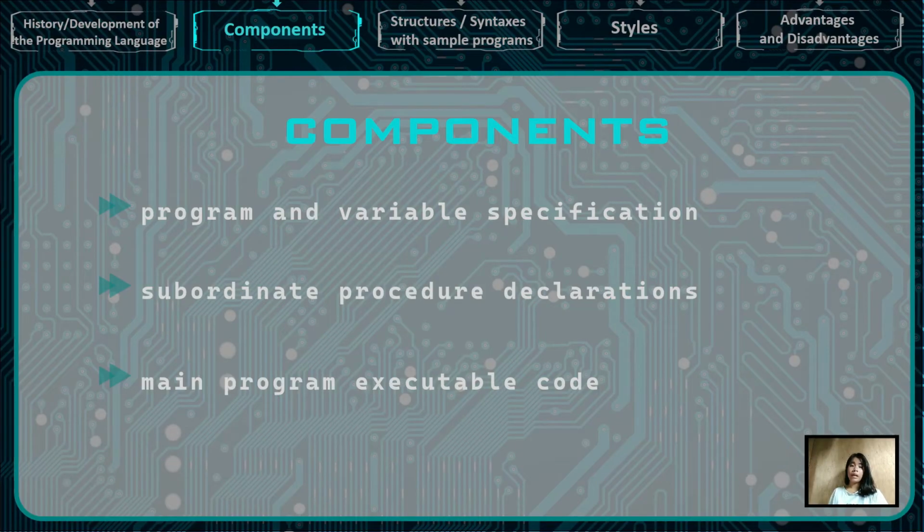There are three components of a Pascal program. The first one is the program and variable specification section. Second is the subordinate procedure declarations. And the last part is the main program executable code.